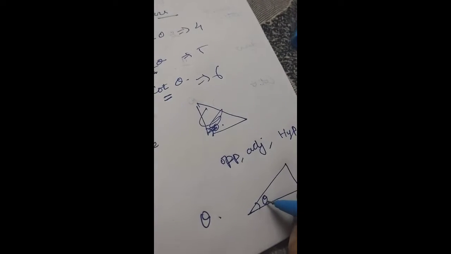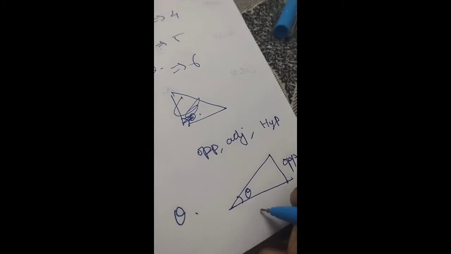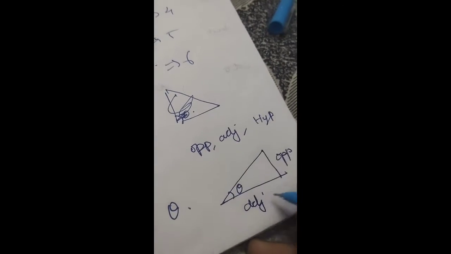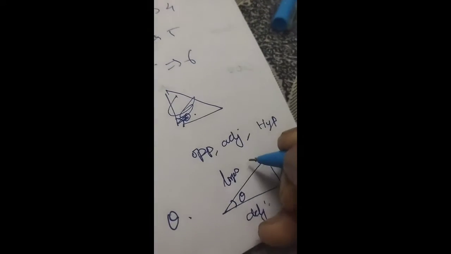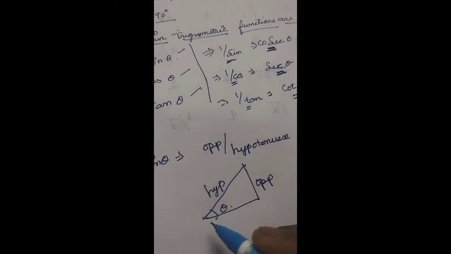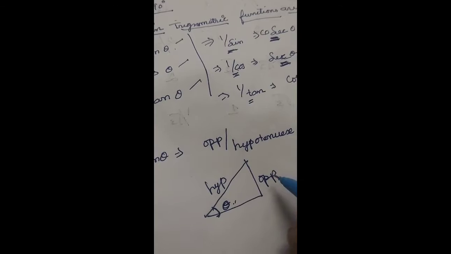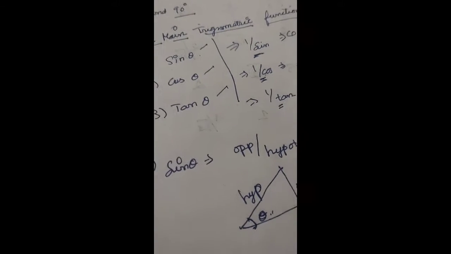In the triangle we draw, the angle is situated here. The opposite side is the side opposite to the angle. The adjacent side is the side nearer to the angle. The hypotenuse is the longest side. Don't forget, the formula for sin theta is opposite by hypotenuse. The longest side is the hypotenuse. This is simple, and that is known as sin theta.